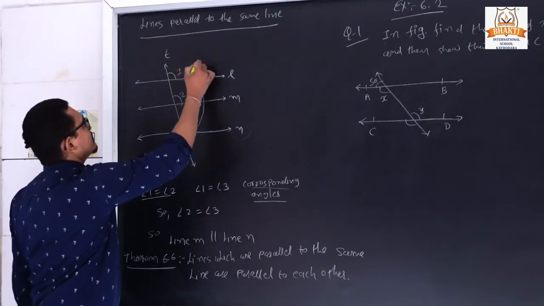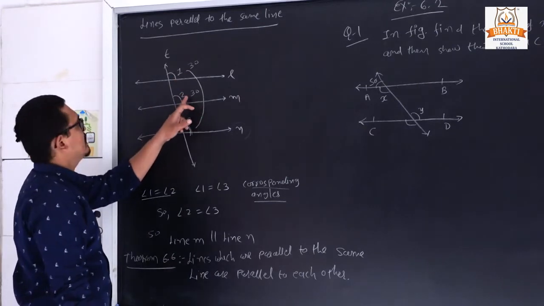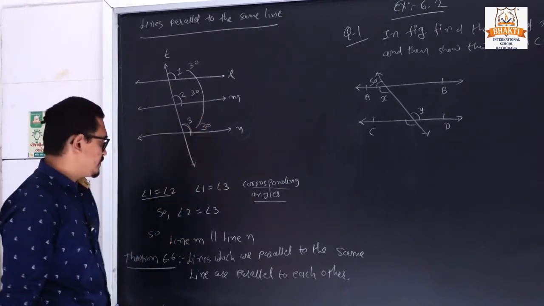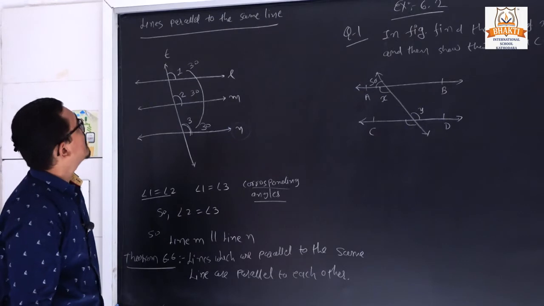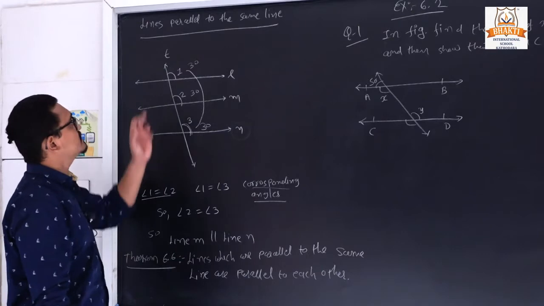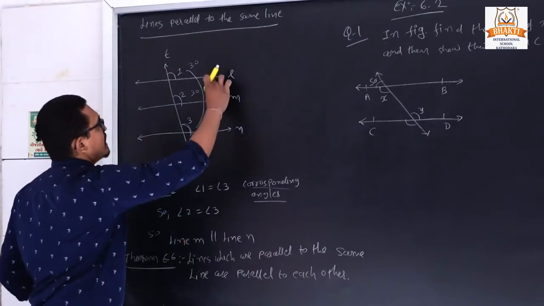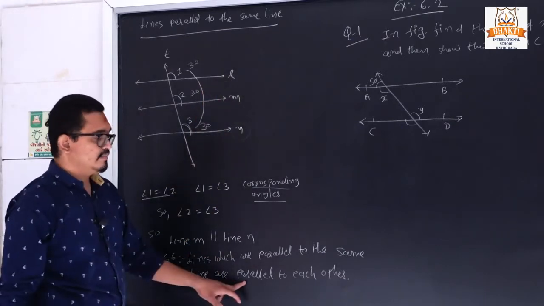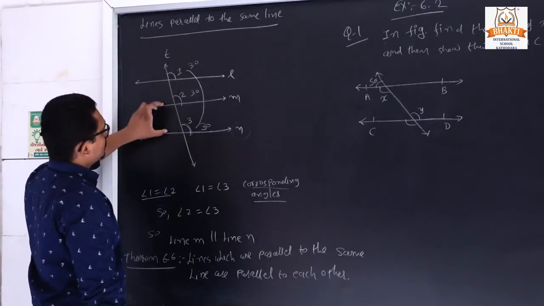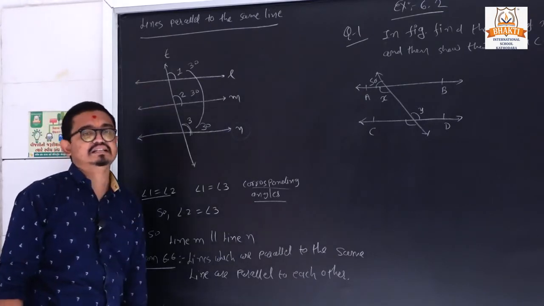Suppose this is 30, so these both are 30 because they are corresponding angles. Similarly, if it is 30, then these and these are also the same. So this concept is referred to as lines parallel to the same line. The statement from this theory is: lines which are parallel to the same line are parallel to the third line. So if these both are parallel and I draw another line, these are also parallel to each other. So these three lines are parallel to each other.